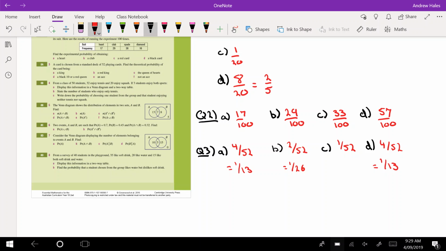An ace, again, there are 4 of them. So I'm not going to write the original one, I'm just going to skip to the 1 out of 13.